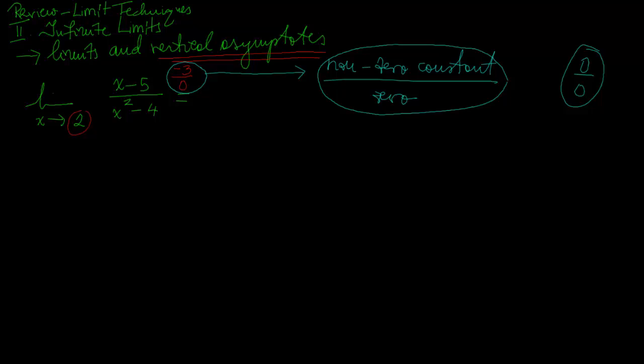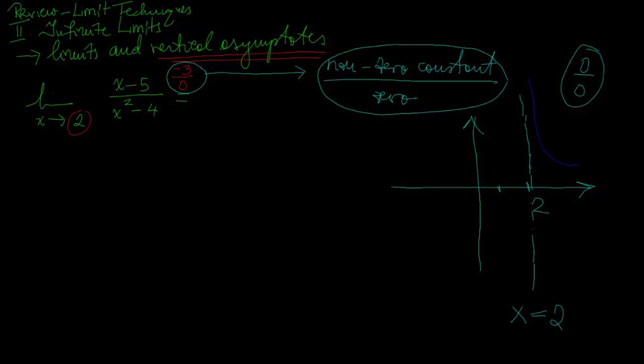Well, let's think about this graphically. We know now that this explosion to plus or minus infinity at x equals 2 will give us a vertical asymptote of equation x equals 2. The question is, however, what happens near the asymptote? Will the graph of the function, say to the right of 2, shoot up to positive infinity or down to negative infinity? And the same question is true to the left of 2.